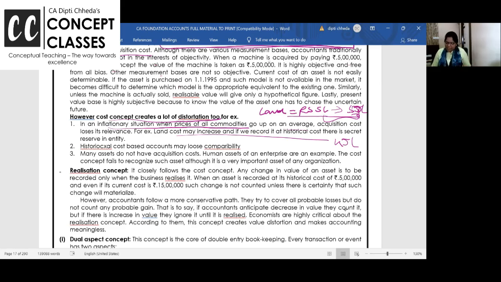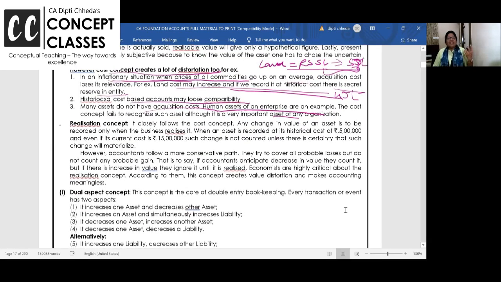So what is happening in historical cost, sometimes we are losing sight of the actual situations. So it may show secret reserve. Historical cost may lose comparability, and many assets do not have the acquisition cost. And it's very much, you can say, inbuilt goodwill, self-generated goodwill of the business.